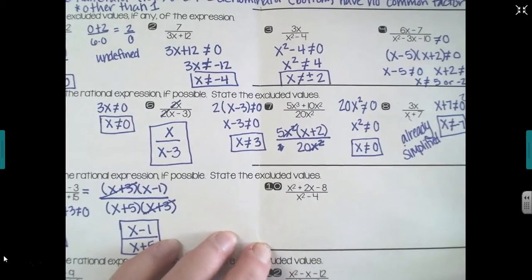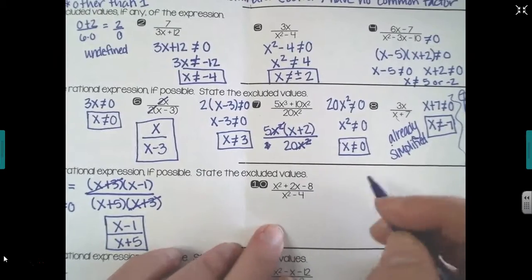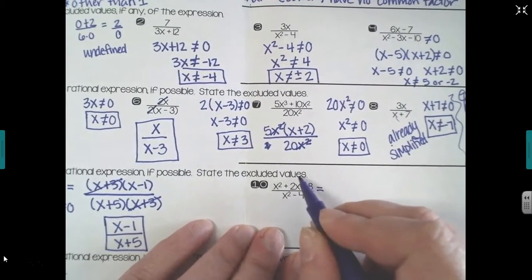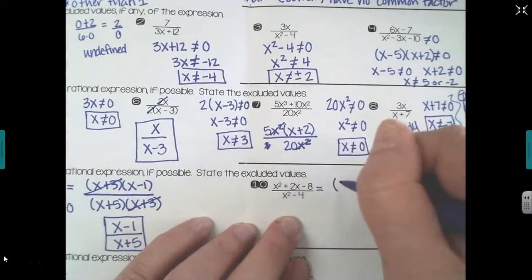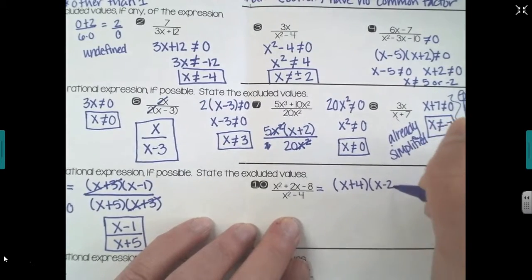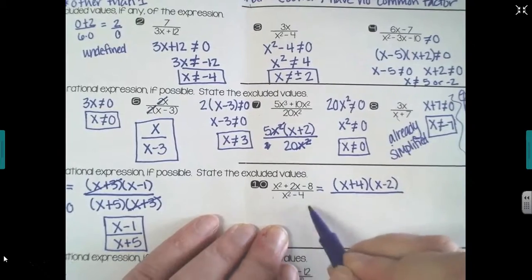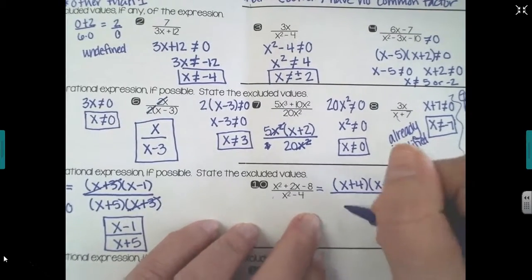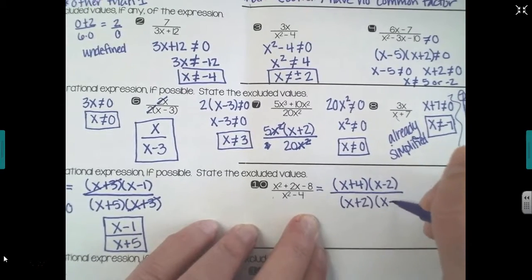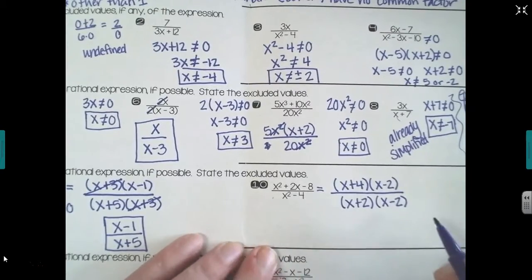Number 10. Again, we're going to factor numerator and denominator. So in the numerator, what multiplies to give us negative 8 adds to give us 2? So that's x plus 4, x minus 2, over x squared minus 4. That's a difference of squares. That's an x plus 2, x minus 2. Let's talk about exclusions.